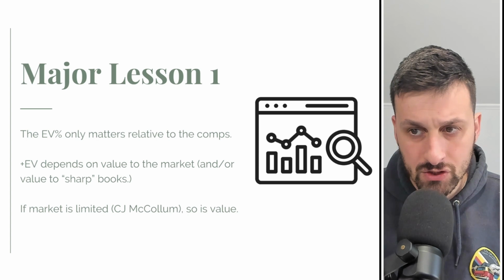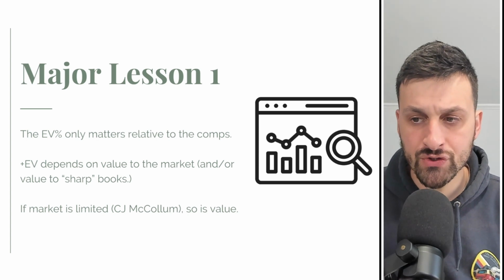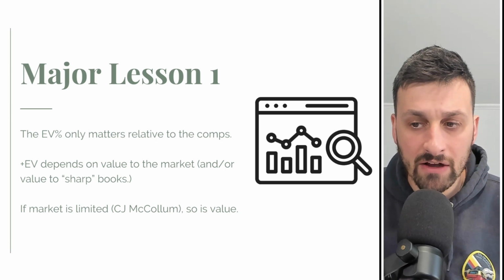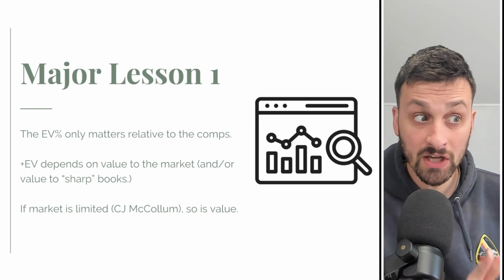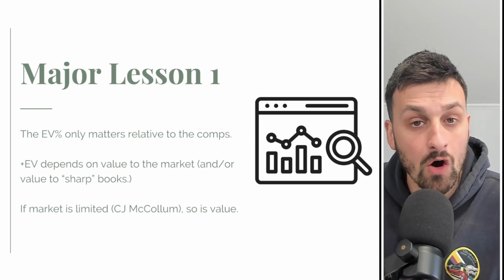The EV percentage only matters relative to the comps. Plus EV depends on value to the market and or value to sharp books. And if a market is limited, such as the CJ McCollum example I just showed you, so is value.